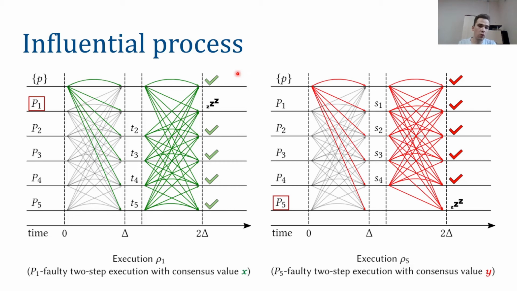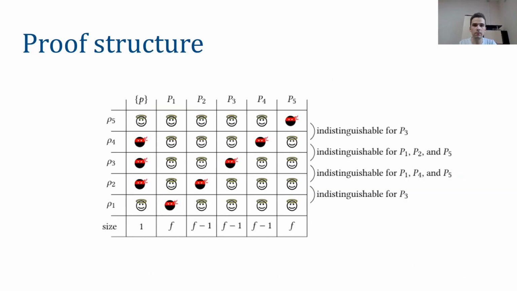Similarly, row 5 is a P5 faulty two-step execution with consensus value y. The messages exchanged in the first round are identical in the two executions, except for the messages sent by the influential process P. Hence, we can say that the consensus value is determined exclusively by the messages sent by process P and the network scattering.